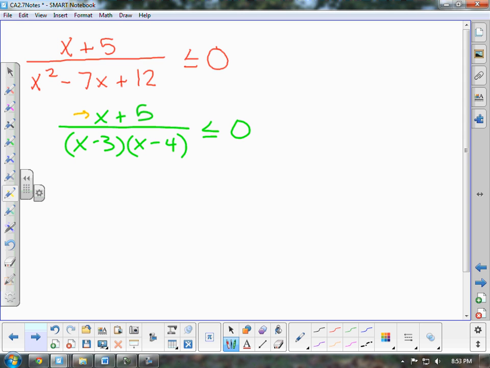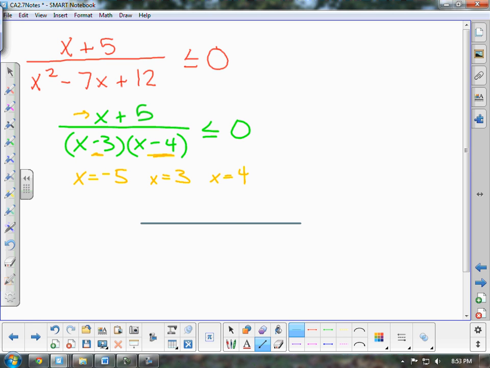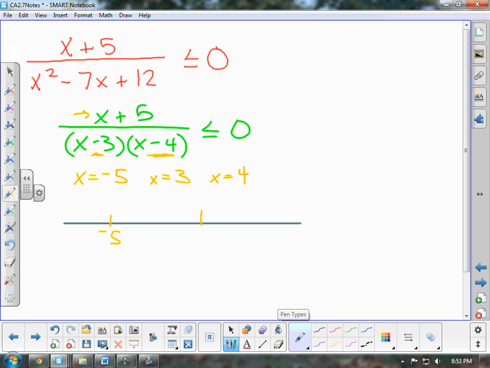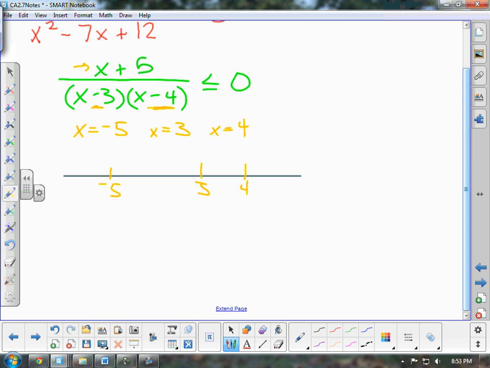In this case, x would be a negative 5. In this case, x would be a positive 3. And in this case, x would be a positive 4. And so now we have one more number to deal with. So we have a negative 5, a positive 3, and a positive 4. And then again, we would list all the different factors. And we still have to figure out what the result is.